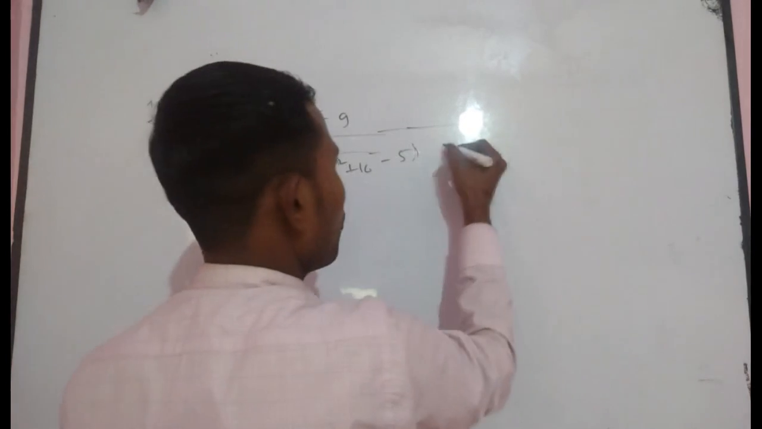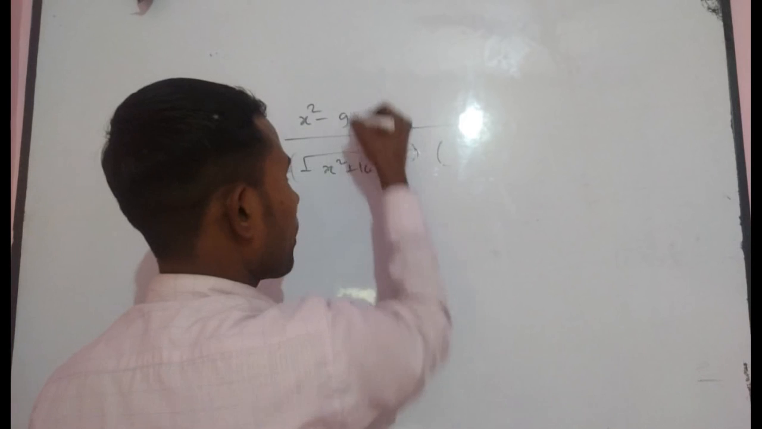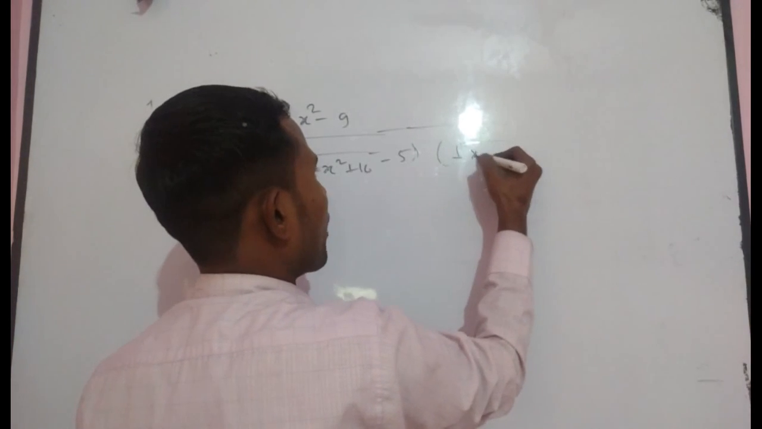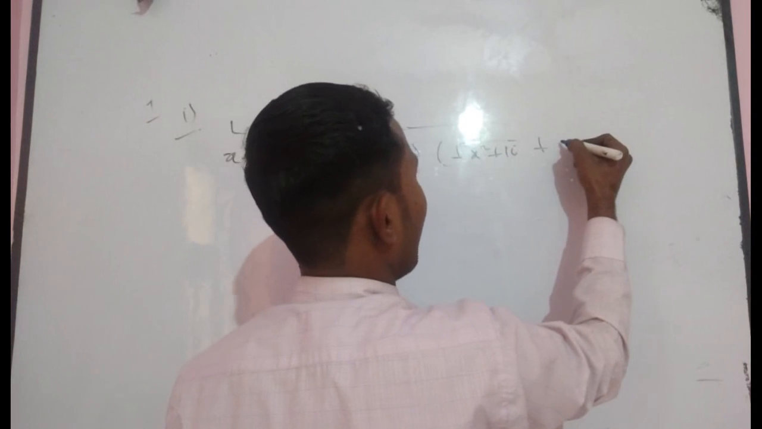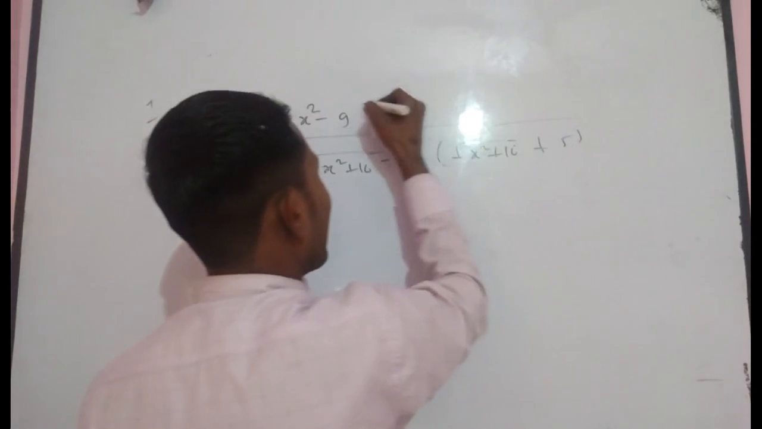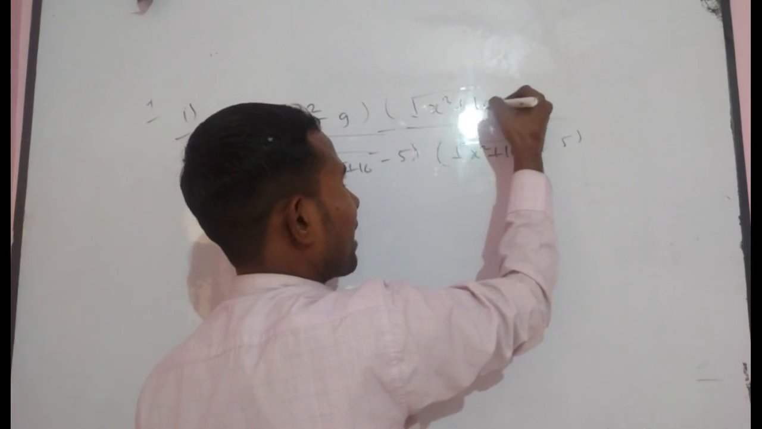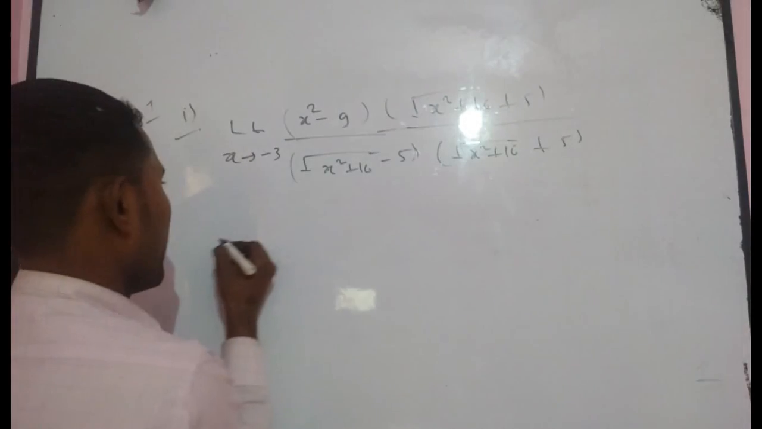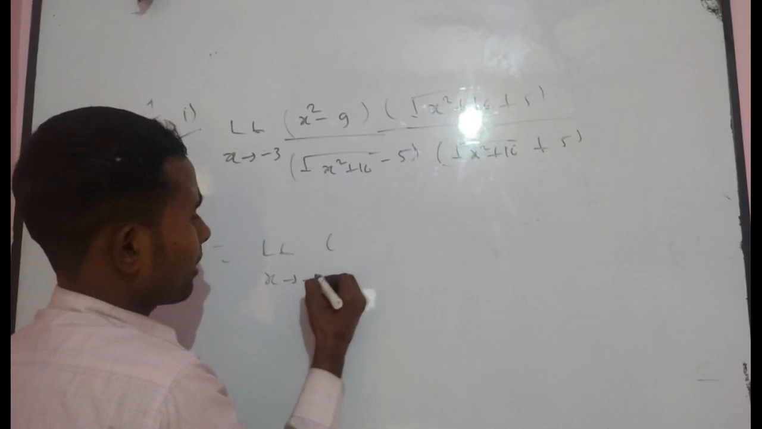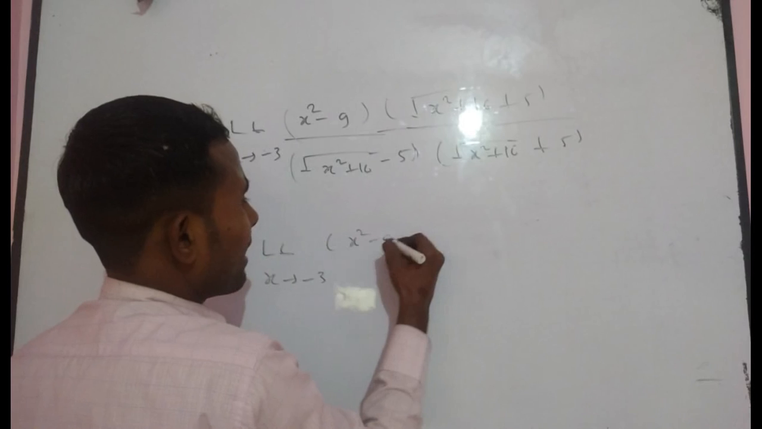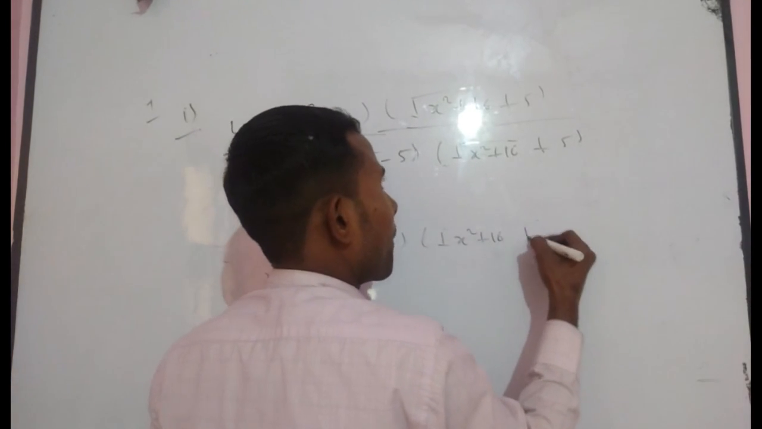Firstly, what do you do? Definitely, this is the question, and the first step will be to multiply this by root under x square plus 16 plus 5 in the denominator and similarly in the numerator. If you multiply by this factor, then in the numerator, what do you get? You get limit x tends to minus 3, x square minus 9 into under root x square plus 16 plus 5.